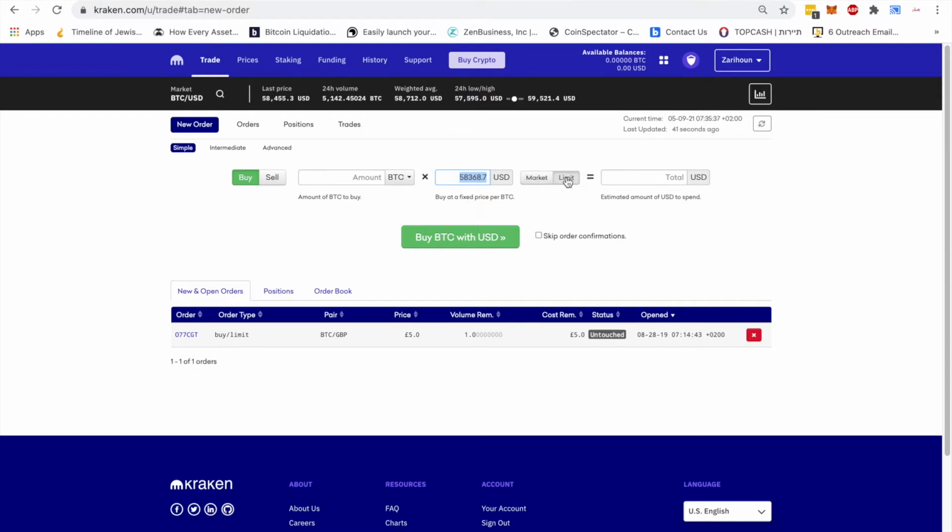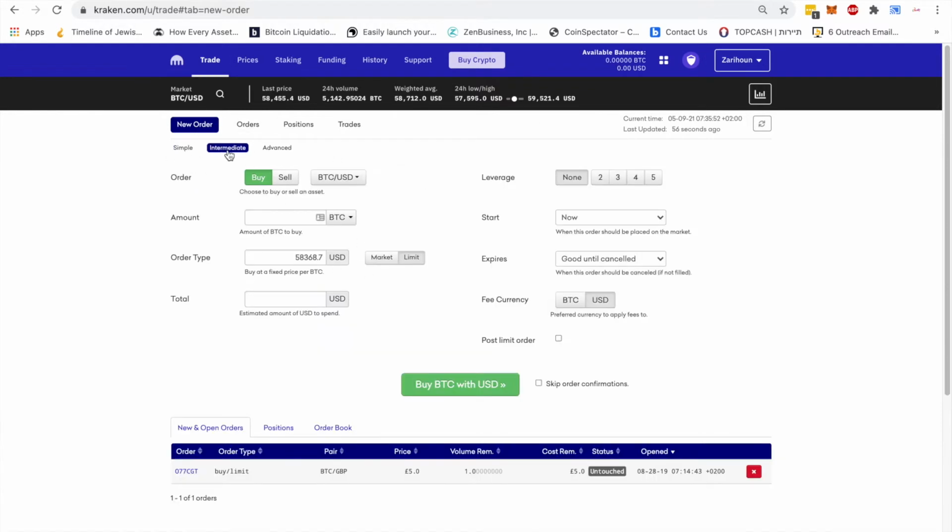Or you can say I want to buy Bitcoin or any cryptocurrency with a limit order, only if this cryptocurrency is valued at a specific price, which may or may not be exercised. So this is the simple interface. The second option has a little bit more options.